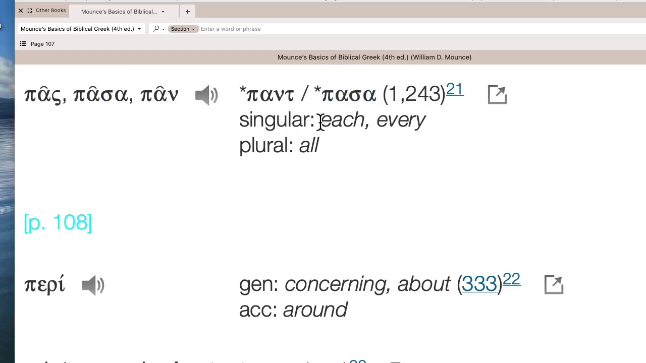So in the singular, it means each and every. In the plural, it means all. Pas, pasa, pan. There's a full paradigm that you can review in chapter 10 of pas, pasa, pan.